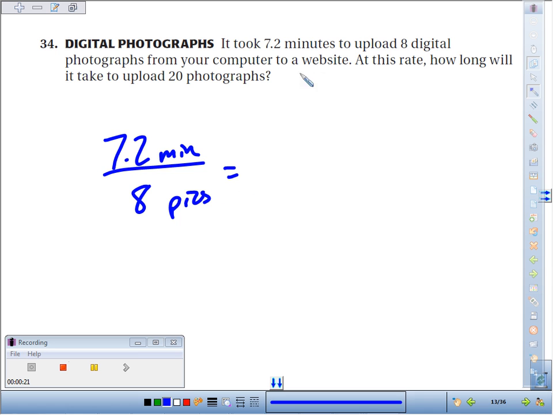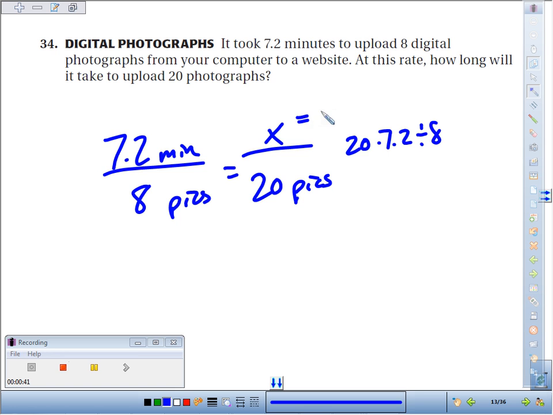And then what's the other piece we have? 20 photographs. So if I've got it labeled, I know that pictures are on the bottom. So I'll go 20 pics here, and I'm going to solve for x. So cross multiplying and dividing, we take 20 times 7.2 and divide by 8. 20 times 7.2 divided by 8 gives us 18 minutes.